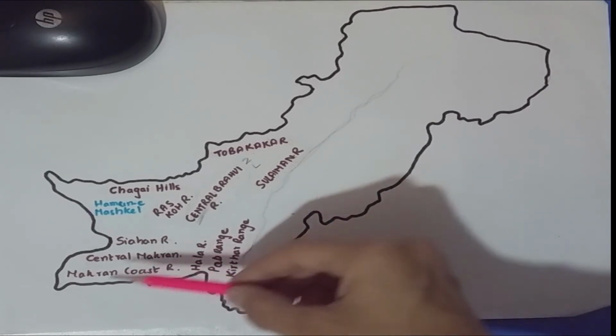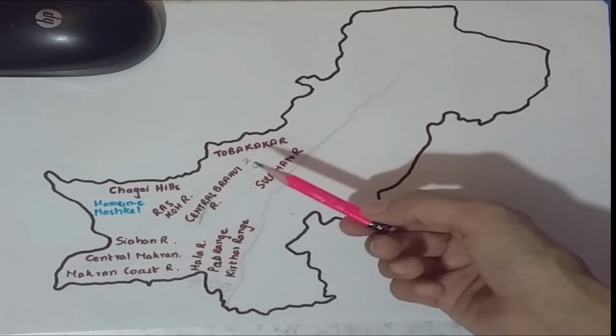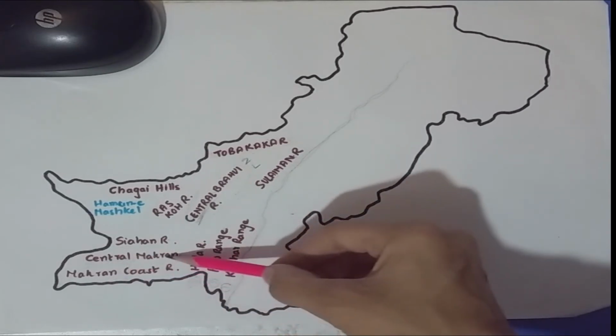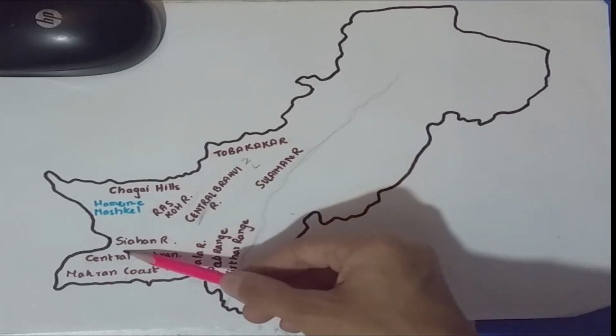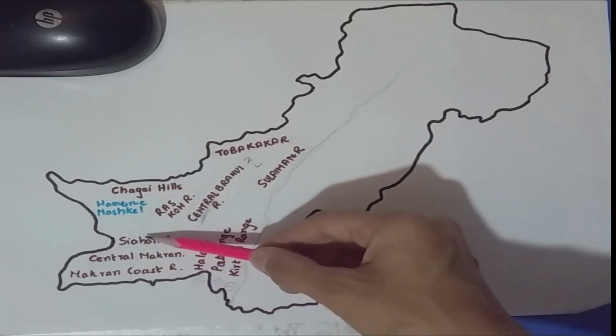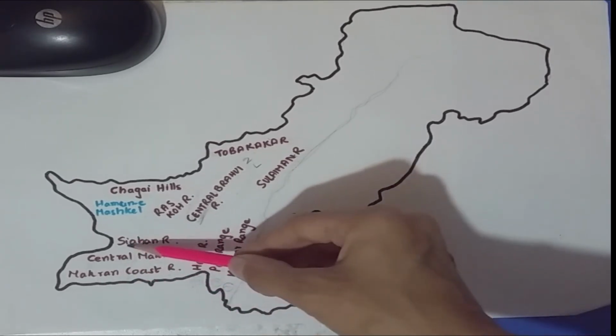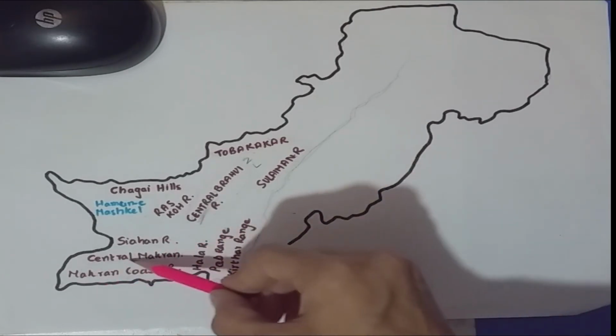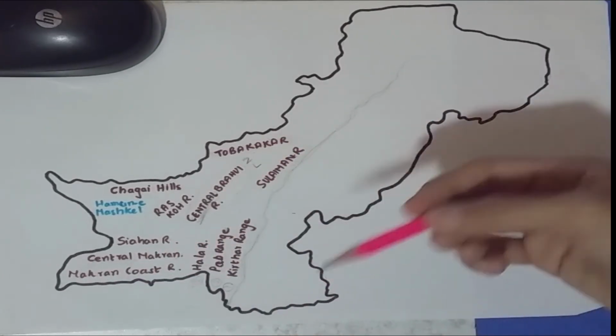Above the Makran coast will be the Makran Coastal Range, easy to remember. Above it will be the Central Makran Range, and above it would be the Siahan Range. So the Central Makran Range is actually sandwiched between the Makran Coastal Range and the Siahan Range. That's why the name Central. So let's rewind it quickly. What all did we study?